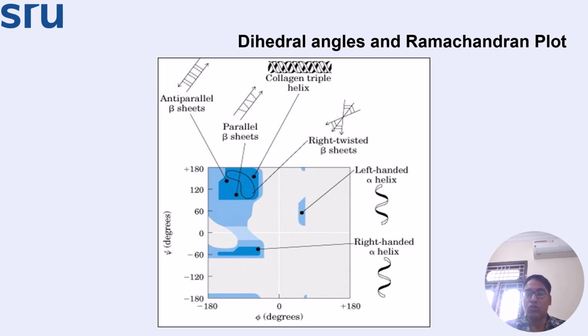This entire map is minus 180 to 180 degrees for the psi and minus 180 to 180 degrees for the phi. The phi-psi map can be taken up, and depending on that, we can calculate whether the experimentally determined or modeled protein structure is right or wrong.